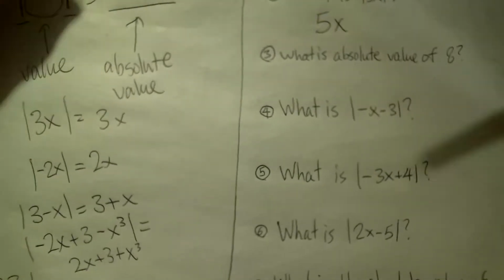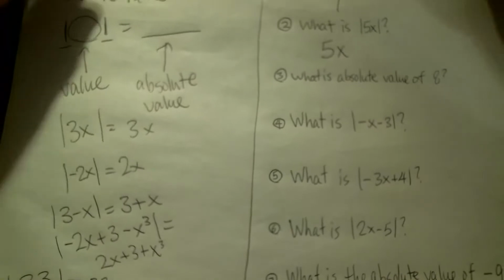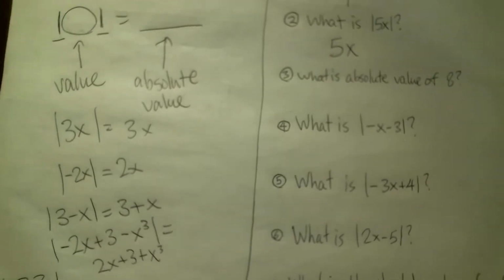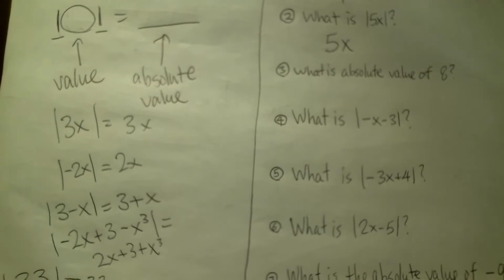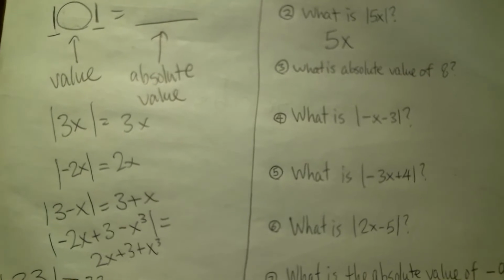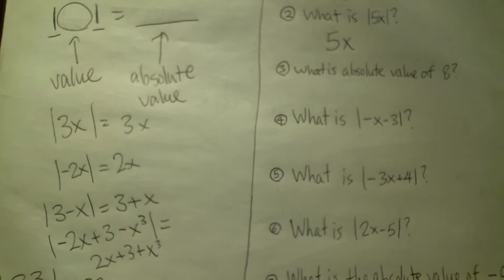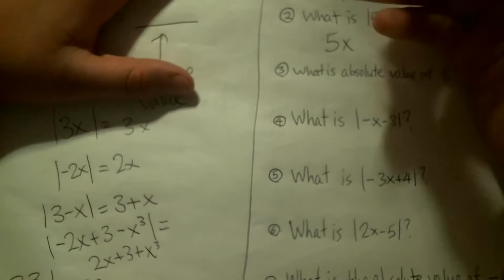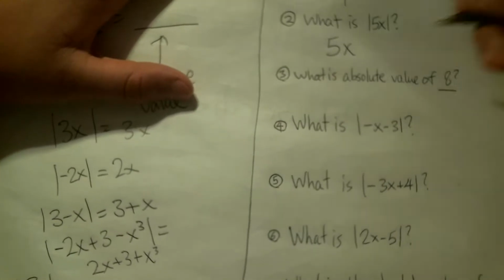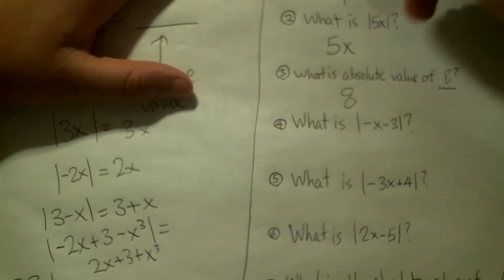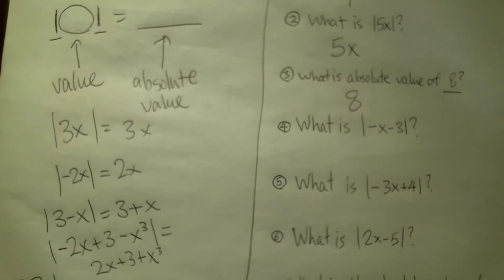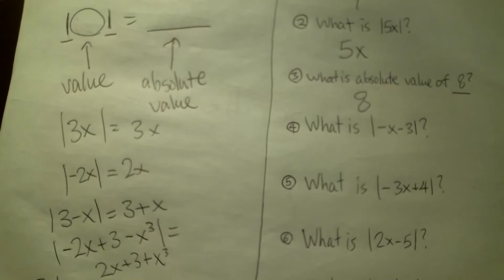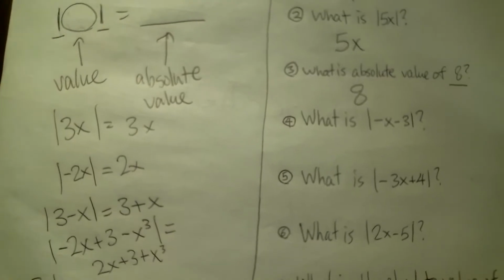Alright, let's do the next one, which asks: what is the absolute value of 8? This one we would do the same thing as in the last problem, except that we would not have a variable anywhere here, so we would just have 8 as our answer for the absolute value. Let's do the fourth one, which asks: what is the absolute value of negative x minus 3?